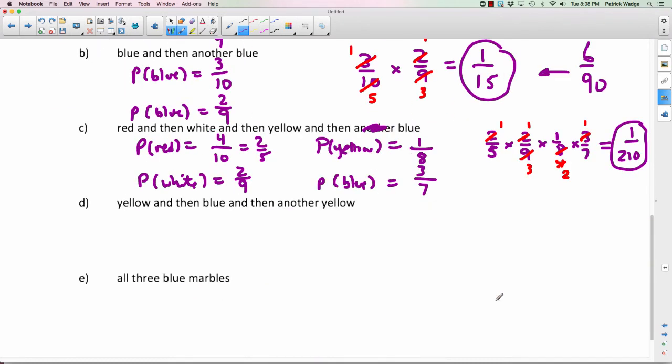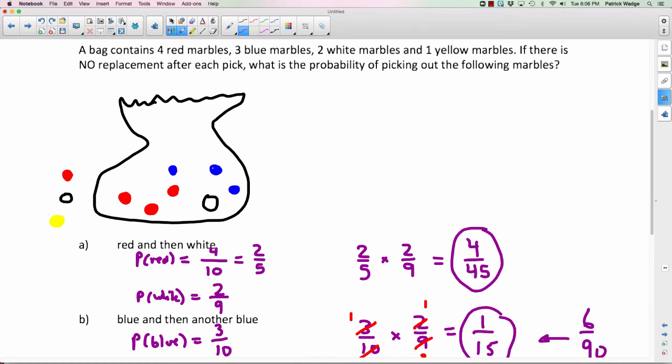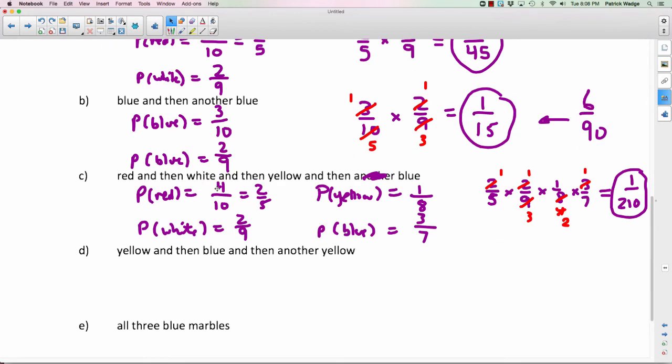All right, what do we got now? Yellow, and then blue, and then another yellow. Okay, if you think about this, you already know the answer, but I will do this because I want to make a point here. Okay, so back to the original. We want to know what the probability is of getting yellow. So I'm going to write probability of yellow. I'm just going to set this up.